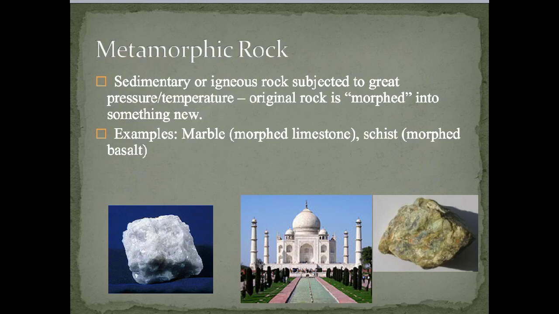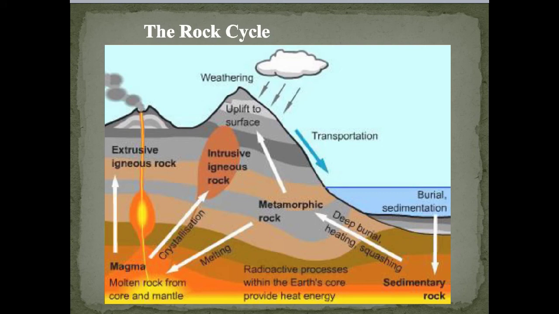Last we've got metamorphic. Meta, big, morphic, change. Sedimentary or igneous rock are subject to great pressure and temperature over time. The original rock is morphed or changed into something new. Marble is a result of this. Also, schist is a morphed form of basalt. Sorry, so metamorphic is how, over time and pressure, sedimentary and igneous rock change.